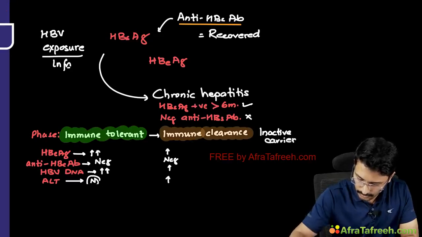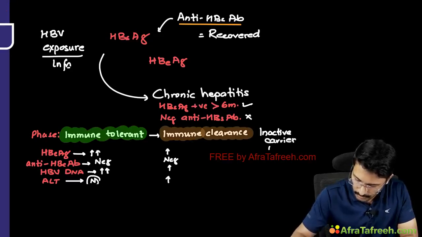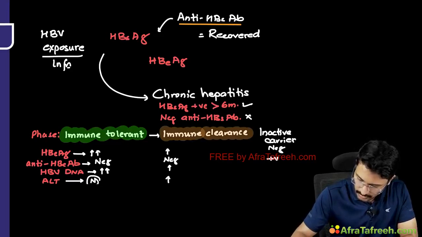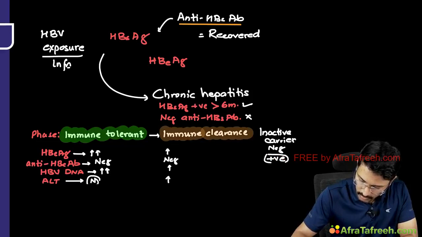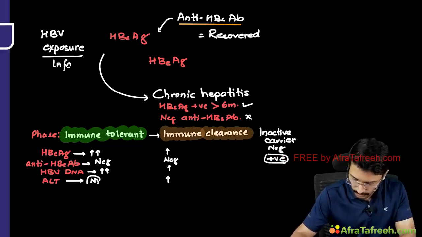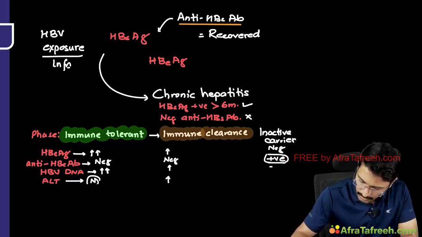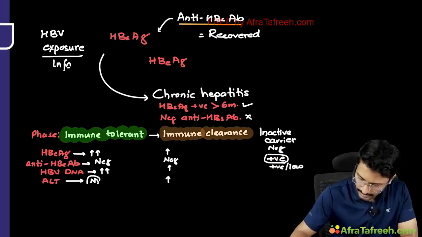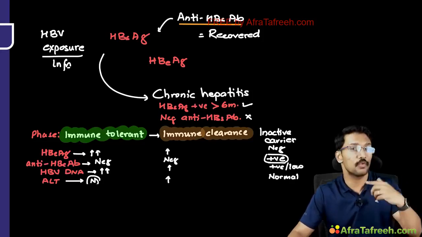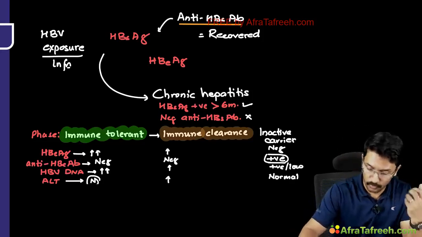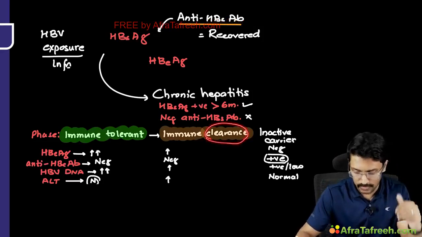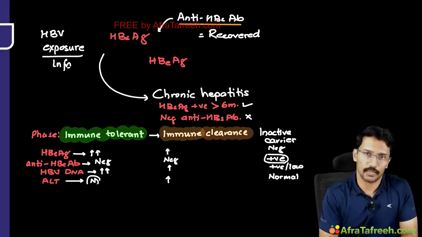carrier state. So in inactive carrier state, HBeAg will be negative. It is no longer replicative. Anti-HBe antibody is the reason for negativity of HBeAg. So this antibody will be positive. HBV DNA will be positive but low. And ALT will be normal because there is no active replication. There is no potent host immune response using other mechanisms which can be damaging to hepatocytes, right?